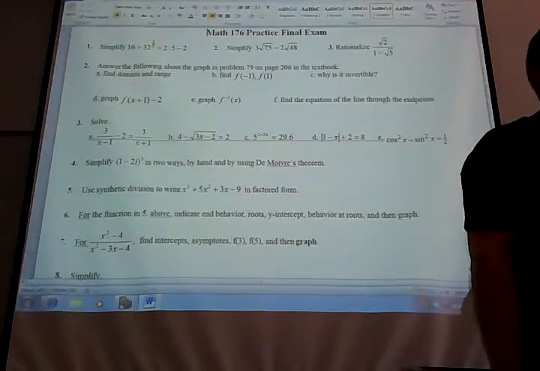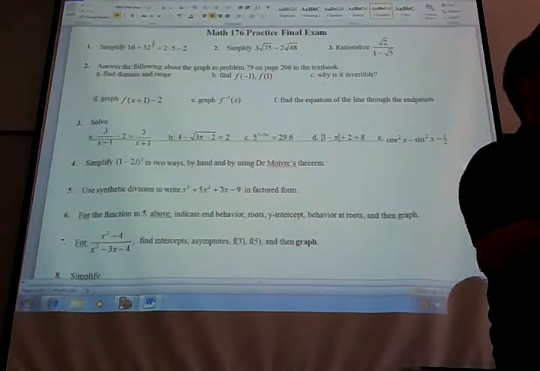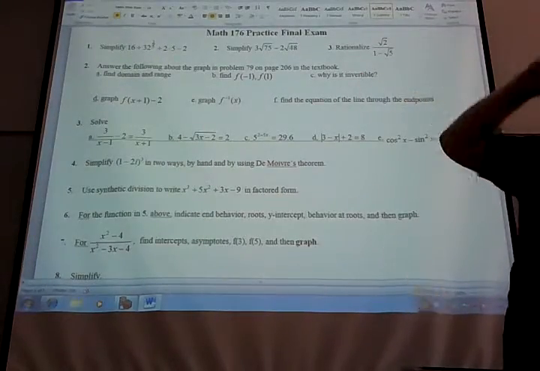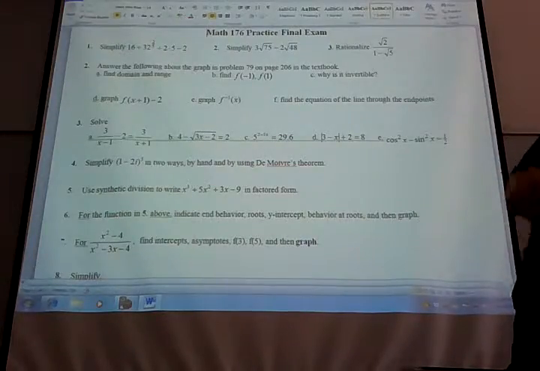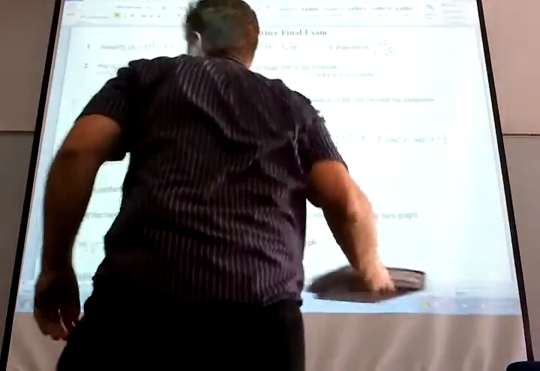But, all right, so we're talking about inverses. Right, so I give you a graph in the book on page 79, problem 79. Here's that graph. Let me show it.